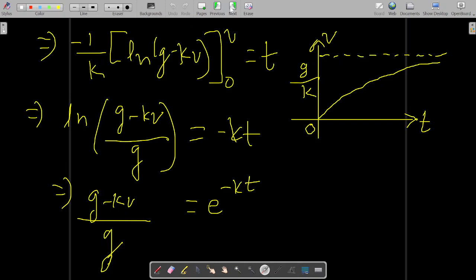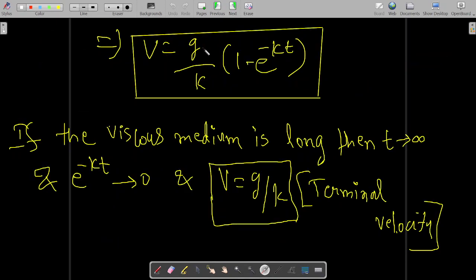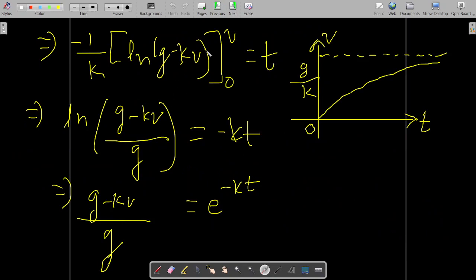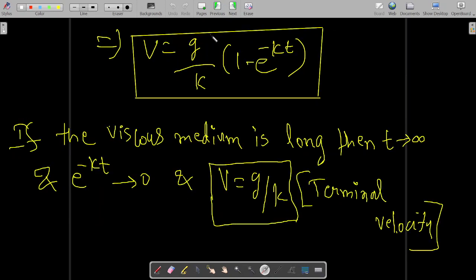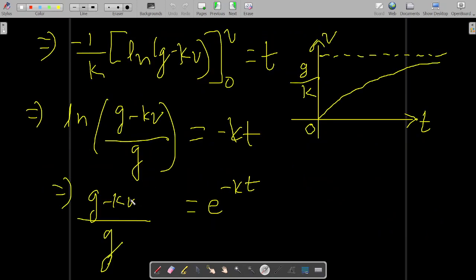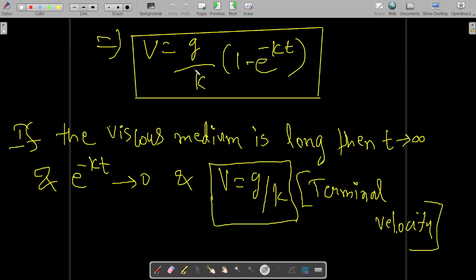So what will be your value of v? The value of v will be g by k into 1 minus e to the power minus kt. How did you find out v from here? Simply, this g by g will become 1, and this will be minus k by g times v. Then 1 will be taken to one side of it, and you can find out the value of v. Simple mathematical steps.